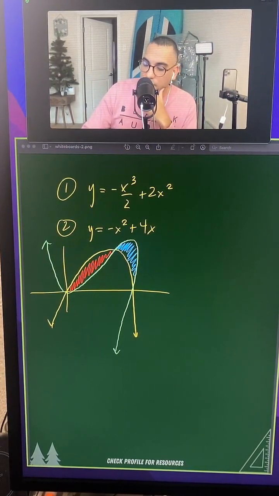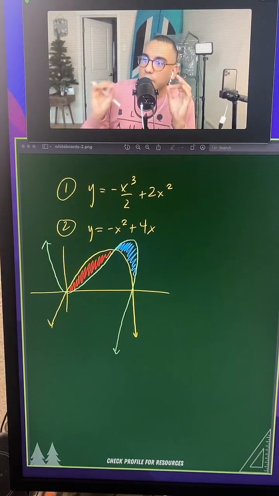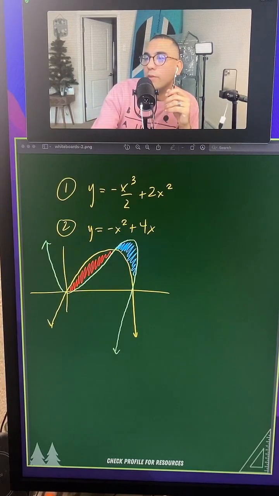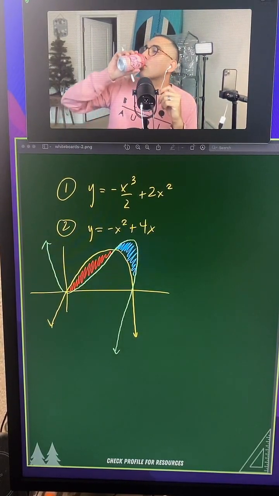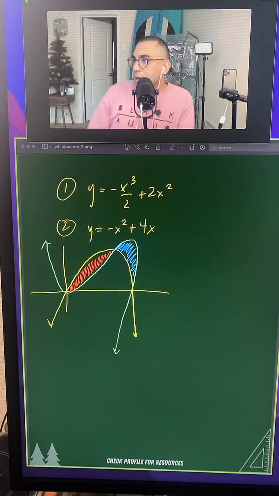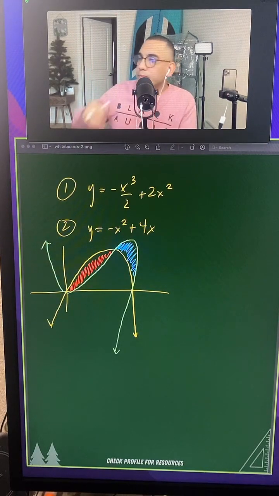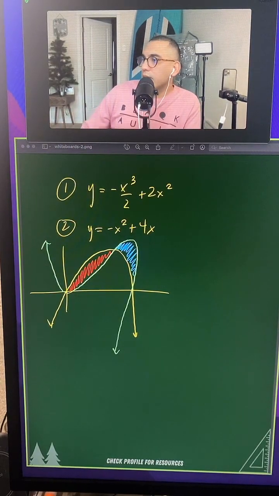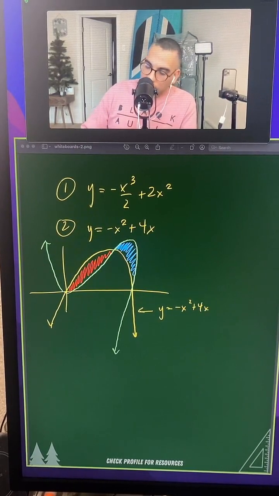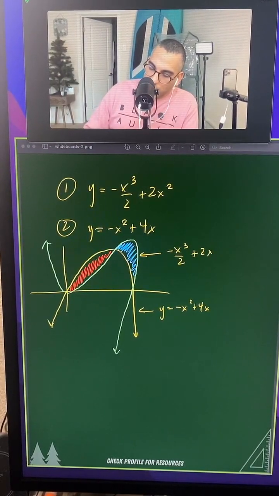All right, so who can tell me which equation is going to be the one in yellow? Is it equation 1 or equation 2? One of them is a cubic, one of them is a quadratic. Nice. So yes, equation 2, absolutely. So now we have equation 2 is going to be the one in yellow. So this is y is equal to negative x squared plus 4x, and it leaves us with the green one being negative x cubed over 2 plus 2x squared.